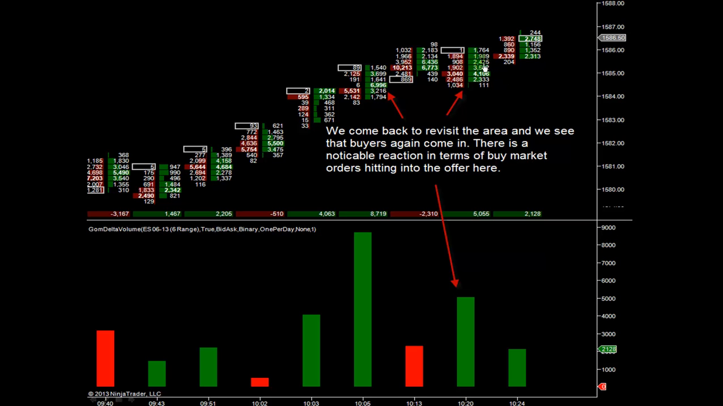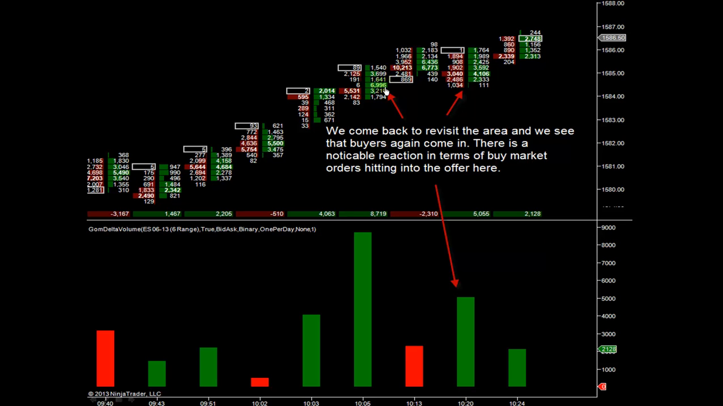Now we can see here that we created some volume on the way up. This is actually showing us the way up and the way down. Obviously, one of the problems with footprints is you don't know which volume prints on the way up or the way down. But this volume here is a potential hurdle.